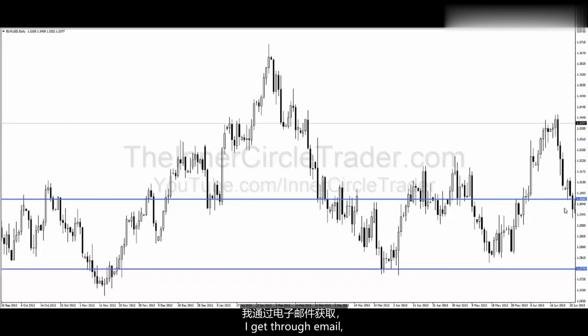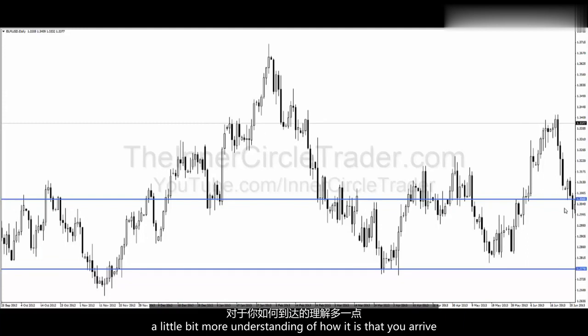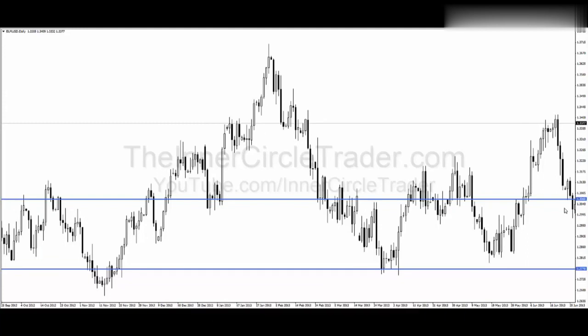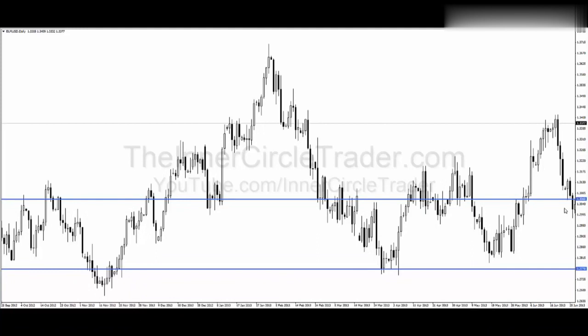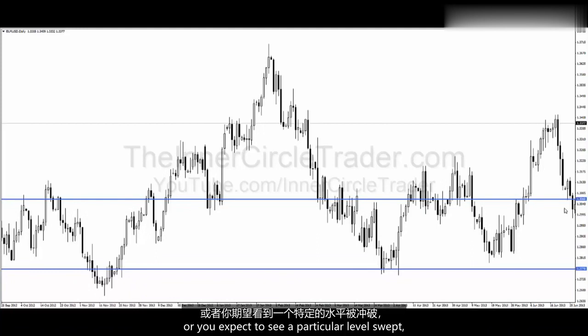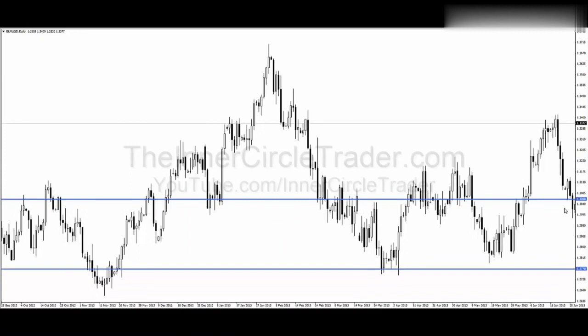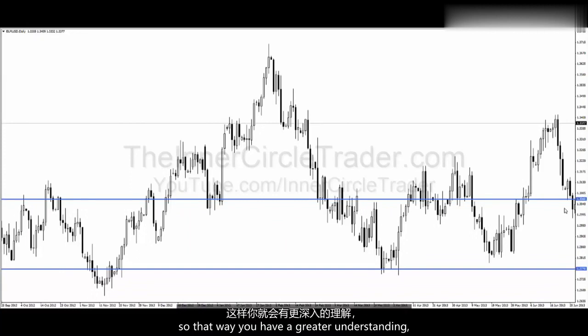So a lot of questions I get through email, and if I'm haunting a particular forum or such, they will invariably ask me, hey ICT, can we get a little bit more understanding of how it is that you arrive at what would be considered your key support and resistance levels? And what do you mean by institutional levels when you say price is going to come down to this institutional level, or you expect to see a particular level swept? I'm going to cover that in this module, so that way you have a greater understanding.